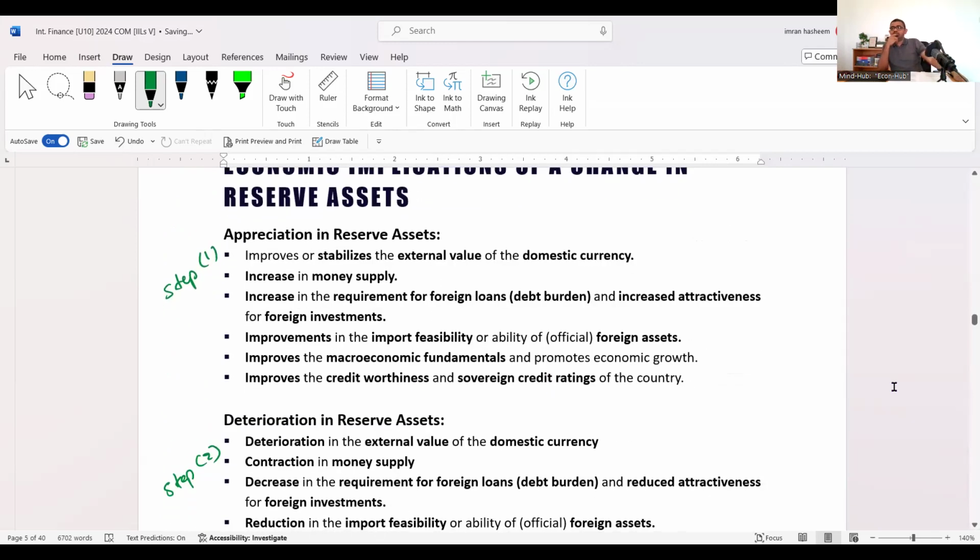Appreciation improves or stabilizes the external value of domestic currency. The rupee becomes stronger as a currency because we have reserves to back it up. We have what to back it up? Reserves to back it up.